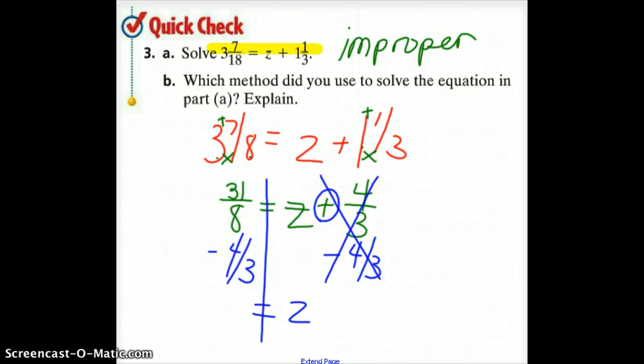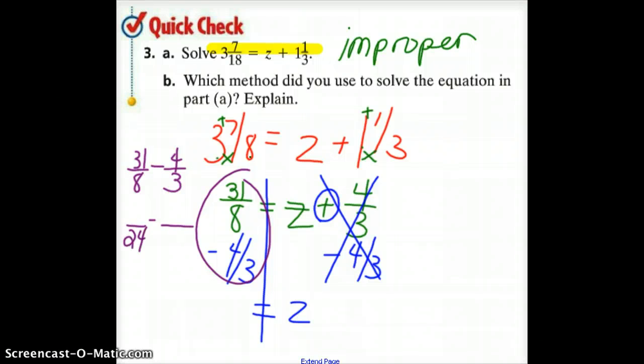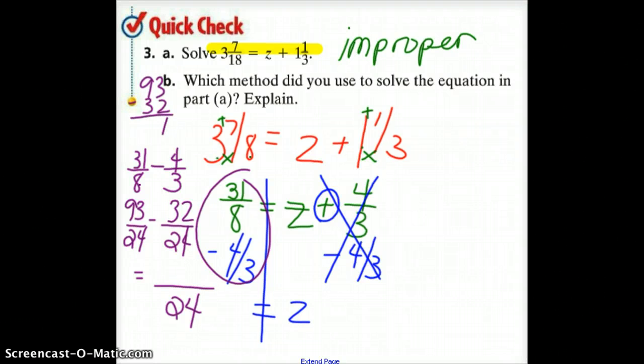I'm going to rewrite my subtraction problem here so I can see it better. 31/8 minus 4/3. A common denominator for these fractions, let's use 24. 8 times 3 to get to 24. 31 times 3, 93. 3 times 8, 4 times 8 is 32. Do the subtraction, my answer will be over 24, the same denominator. I need to do 93 minus 32, 61/24 equals z.